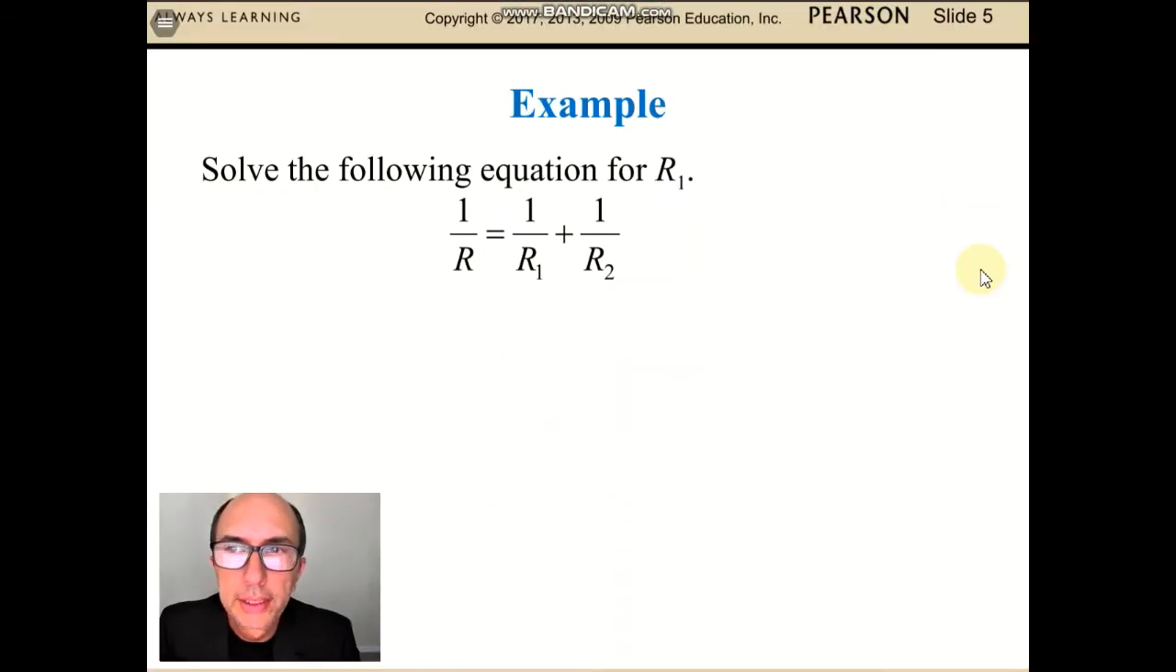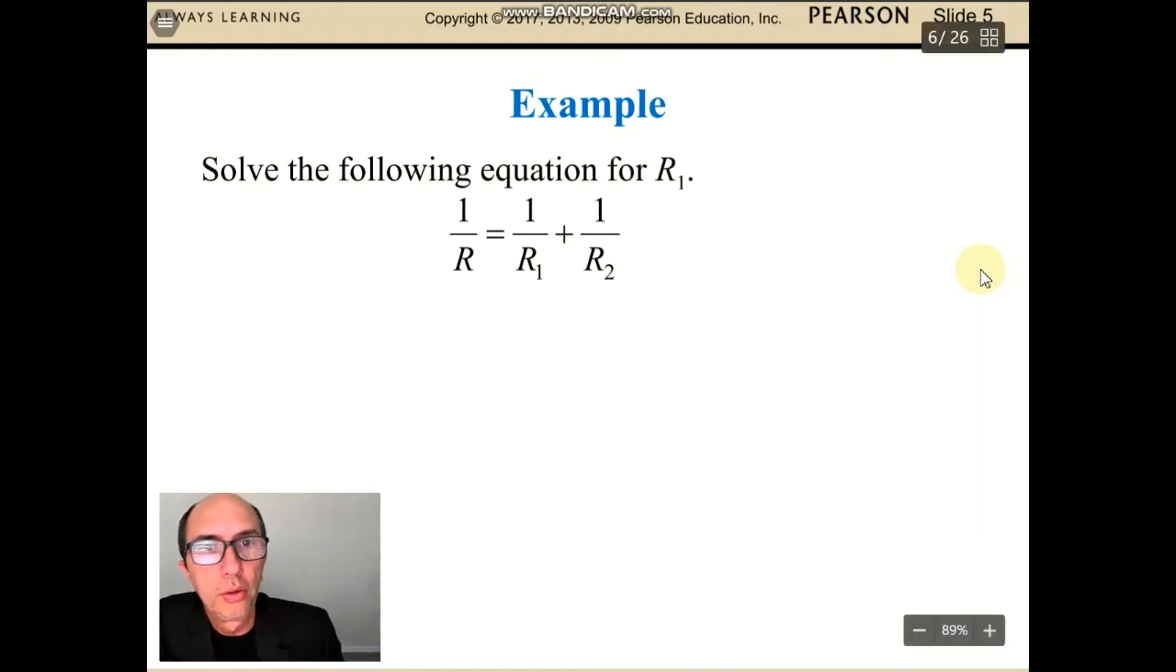So let's work on this example. Solve the following equation for R1. So we need to have only R1 on one side of the equation, and everything else on the other side of the equation, right? Everything else on the other side of the equation.